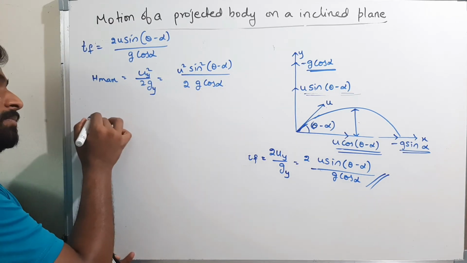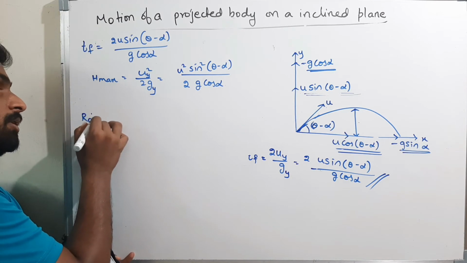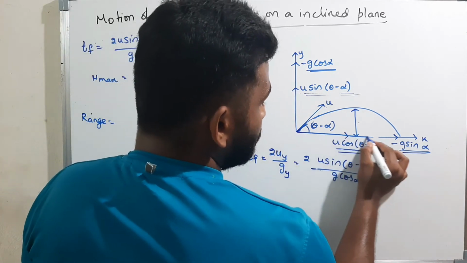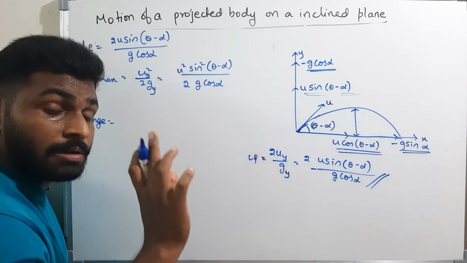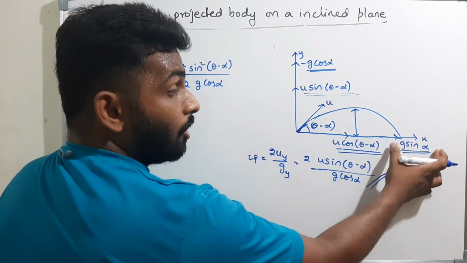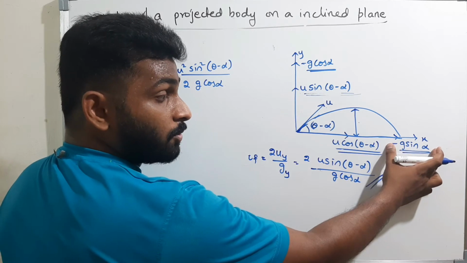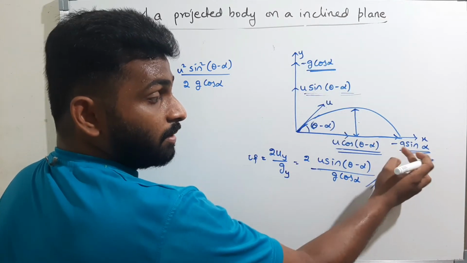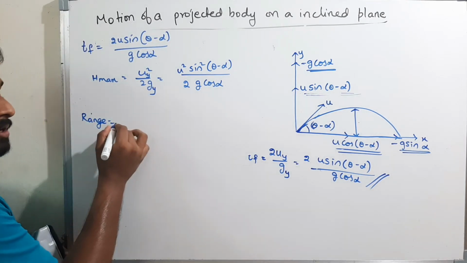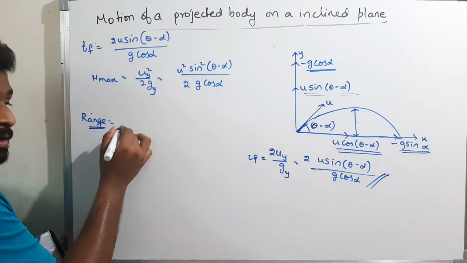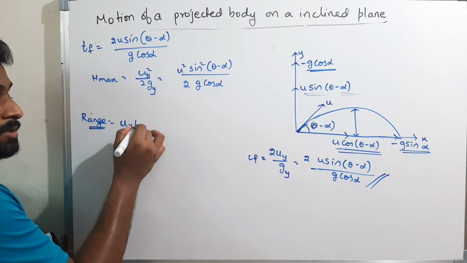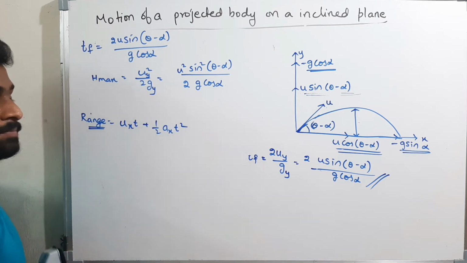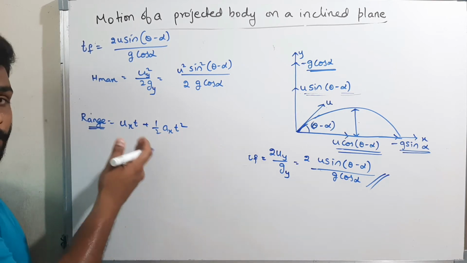Now next one, the range. This is important. Usually in projectile motion there is no horizontal acceleration, but when the body is projected on an inclined plane, I now have an acceleration. What is that? Minus g sin alpha. Therefore I have to use the equation: range is equal to uxt plus half axt square. That is the formula s equals ut plus half a t square that I am using.